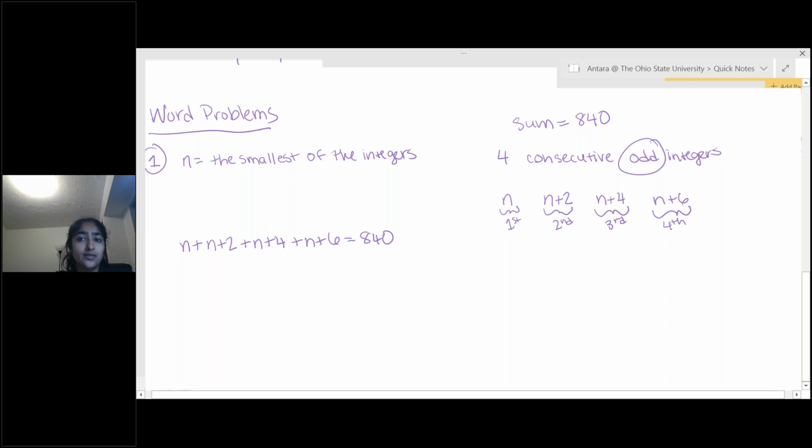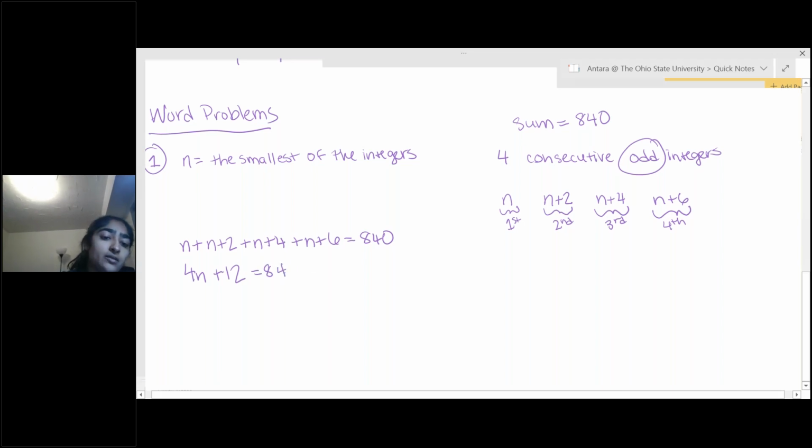Right now, just like we did when we were solving multi-step equations, we're going to combine the like terms. We're going to combine all the n's and all the numbers. So we have n plus n plus n plus n, that's 4 n's, so it's going to be 4n, and then 2 plus 4 is 6, plus another 6, that's 12. 4n plus 12 equals 840.